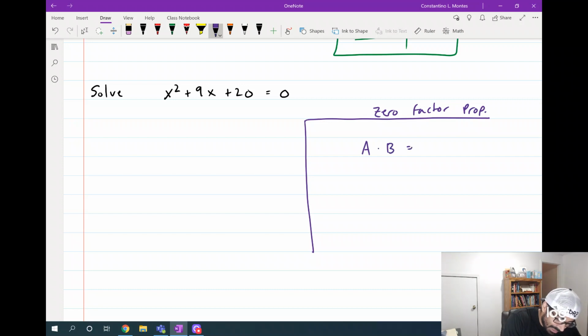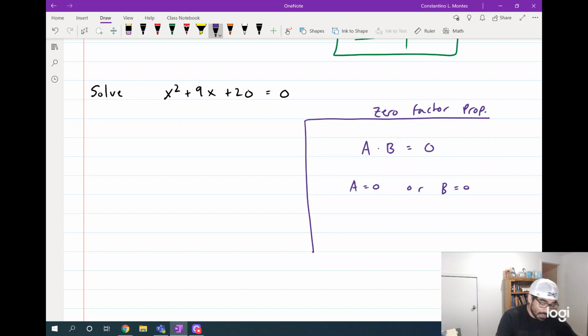Now I want you to think about, if I had two numbers, A and B, and I was multiplying A and B, and I ended up with 0. We can deduce from that, because the result of A times B is 0, that either A has to be 0 or B has to be 0. That is the only way I can multiply two numbers to get 0, is if one or the other, or maybe even both, end up being 0. That's called the zero factor property.